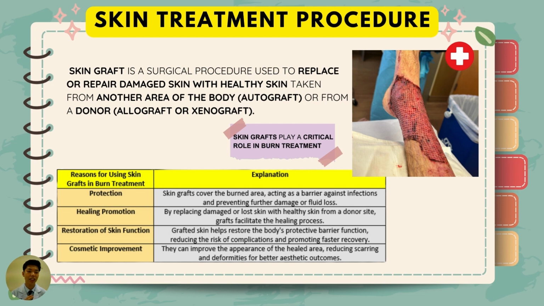And then, skin graft also can restore the skin function. Grafted skin helps to restore the body protective barrier function, reducing the risk of complication and promoting faster recovery. Also, skin graft can give cosmetic improvement. They can improve the appearance of the healed area, reducing scarring and deformities for better aesthetic outcomes.